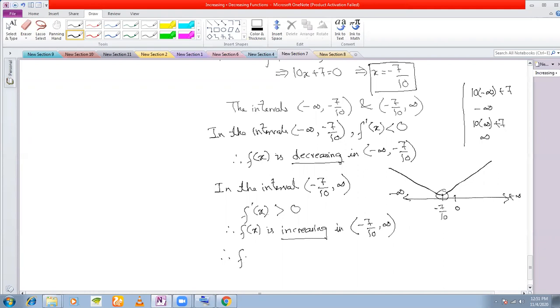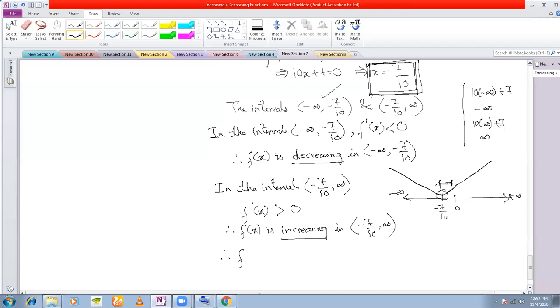Sir, in the number line, from minus 7 by 10 to 0, at this point of time it becomes stable, no? Yes, it remains increasing in this interval. You don't have to consider this interval, since you have got the value of x as only one value, we will not consider 0. Why we will not consider it is because we got only one value of x here.